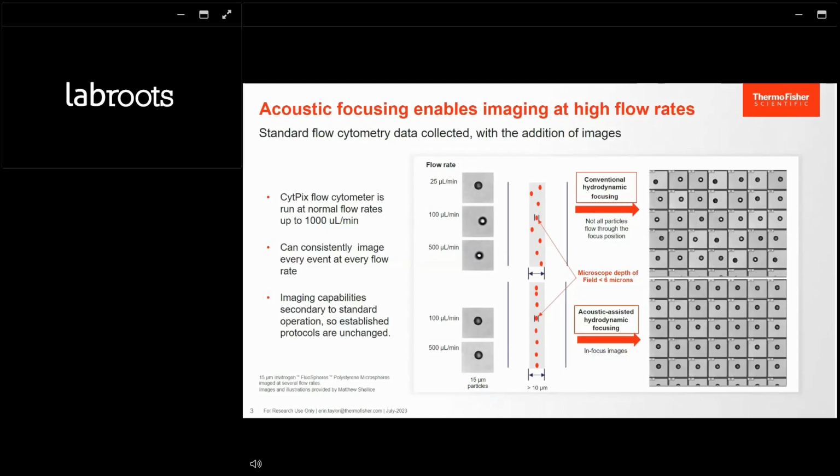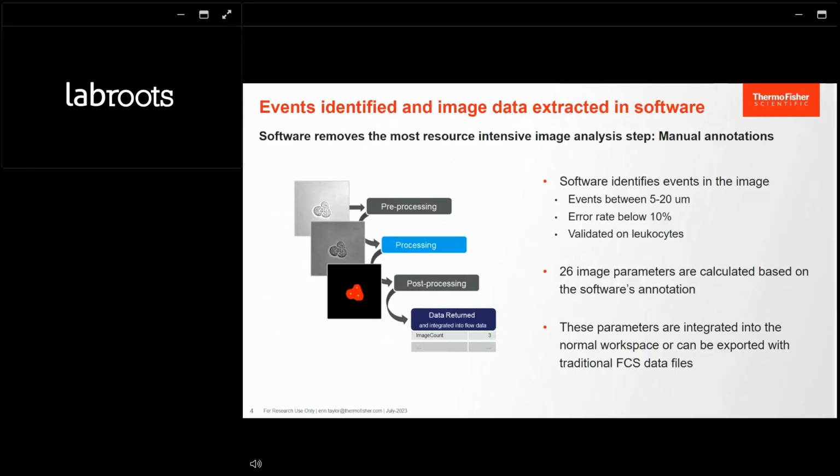In this particular graphic, you can see it here at the top. This is conventional hydrodynamic focusing without the acoustic-assisted feature, and these particles are moving around too much in the frame to be reliably imaged for data analysis, as opposed to down here where they're consistently maintained in a steady location. So the imaging capabilities are secondary to your standard operation. Established protocols are really unchanged, and that's what was most important for people working in our lab. We wanted to integrate this work into our existing workflows.